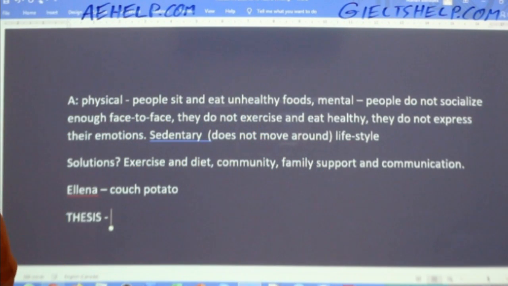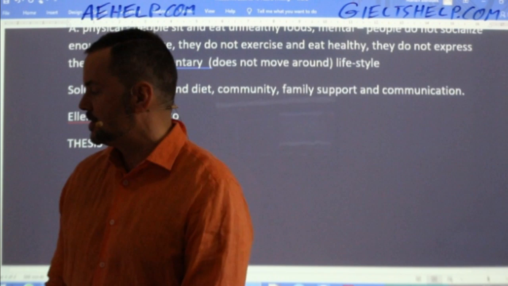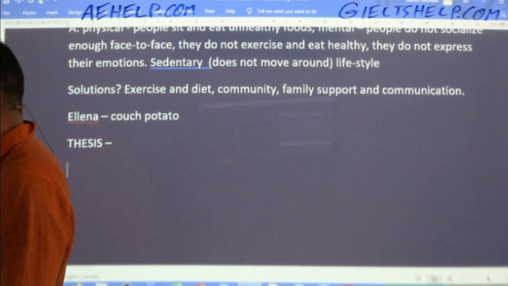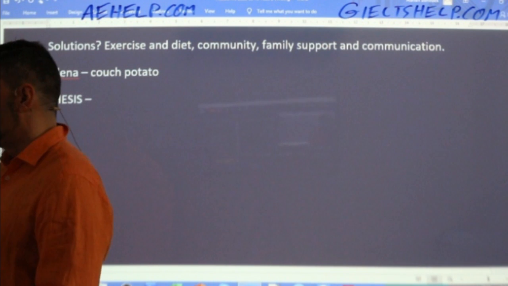Okay, so thesis statement. Students, thesis statement. Let's see it. I'm going to start writing my thesis statement and then we'll compare. I'm going to be doing this a little bit quietly so I don't distract you.